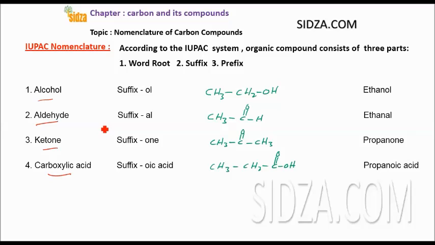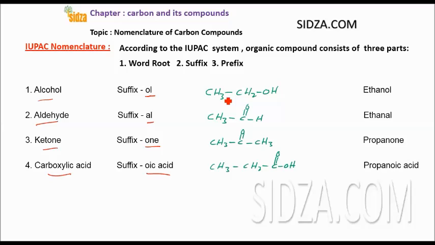Now in this lecture we will discuss the nomenclature of alcohols, aldehydes, ketones and carboxylic acids. For these different compounds we use different suffixes. For alcohols we use -ol at the end, for aldehydes -al, for ketones -one, and for carboxylic acids -oic acid. Here is one example for each.